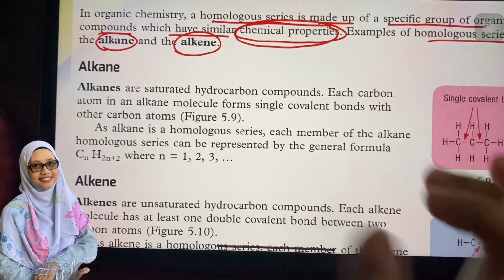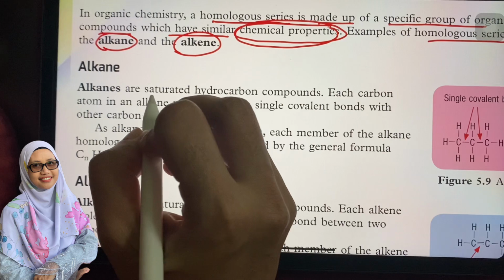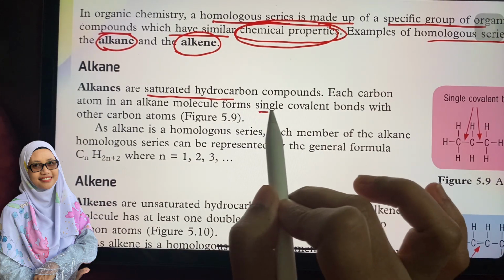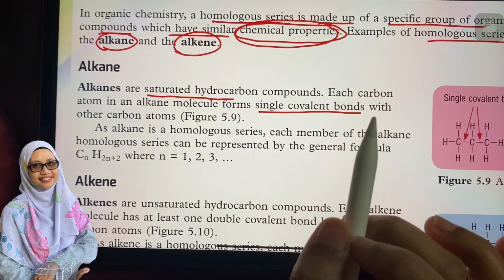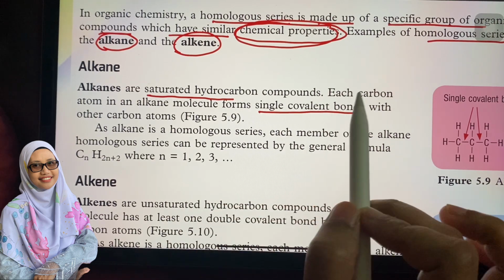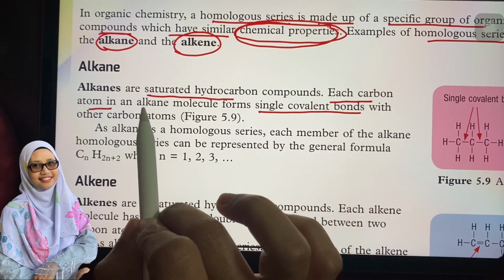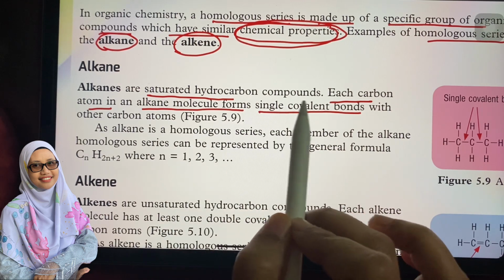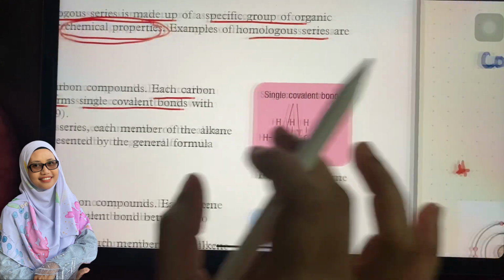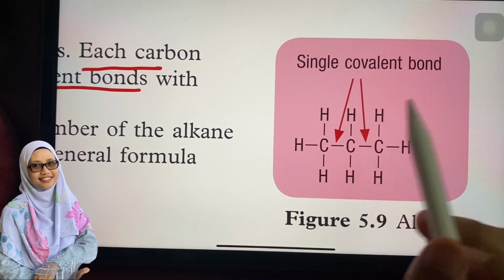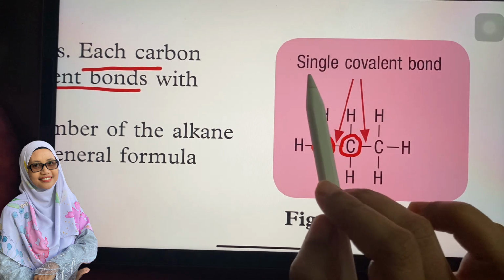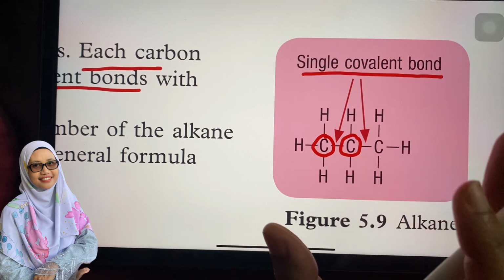Now, what is alkane? Alkane is a saturated hydrocarbon, meaning it has single covalent bond. Each carbon atom in an alkane molecule forms single covalent bond with other carbon atoms. So now we look at this. We have carbon and carbon. The bond between carbon and carbon is single covalent bond.